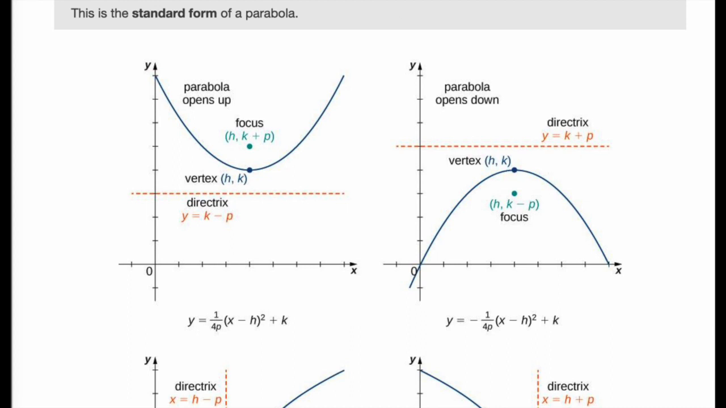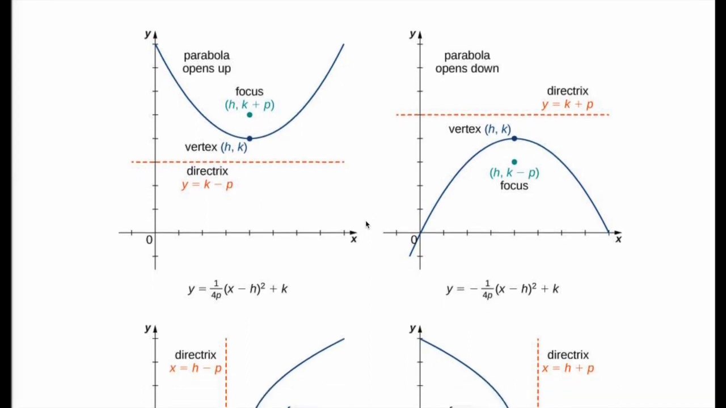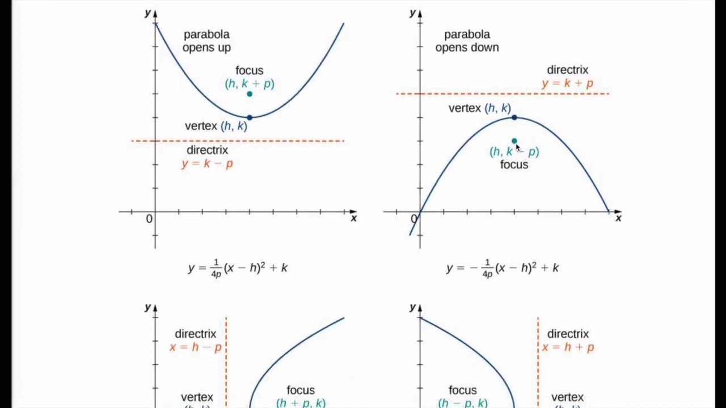Remember, there's a distance of p from the vertex out. So if my p was 4, then there would be a distance of 4 from the vertex to the directrix, and that would help us determine what that directrix is. Same thing goes with the focus point. If p was 4, then from the vertex to the inside part of the parabola to the focus would be a distance of 4.